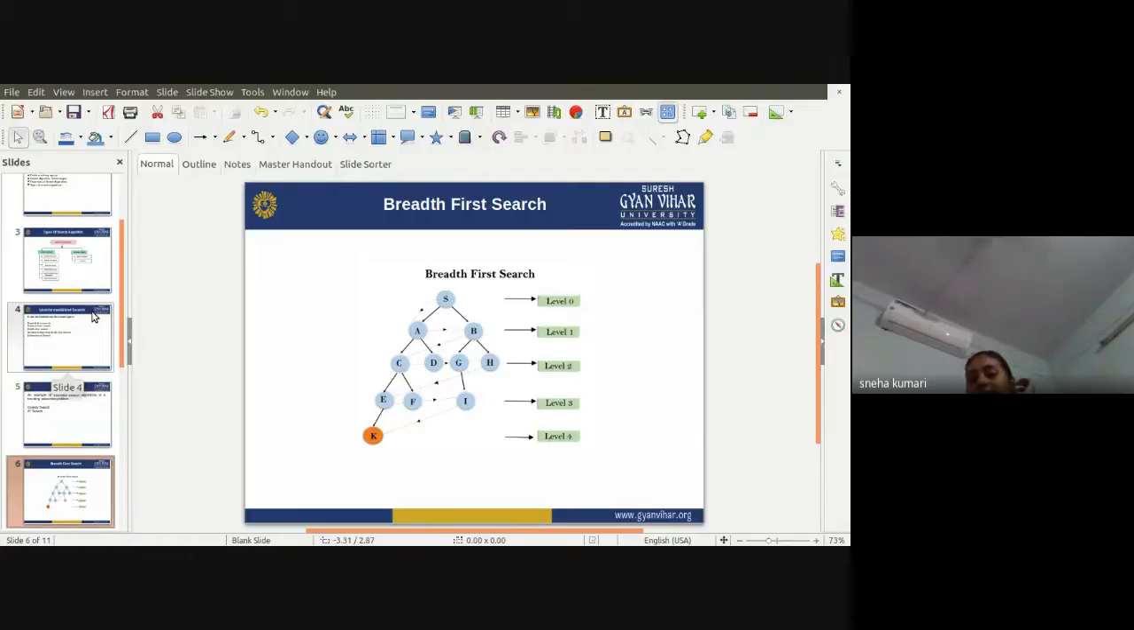And BFS needs lots of time if the solution is far away from the root node. For example, maybe that search key or search input actually resides at the leaf node. Then definitely it is far from the root node, and it takes time. So that's why BFS needs lots of time if the solution is far away from the root node.